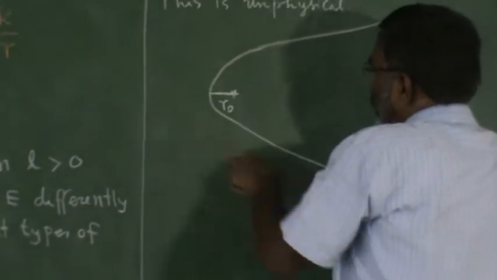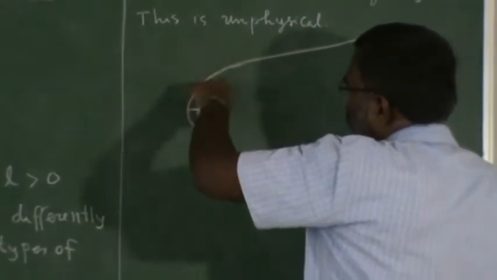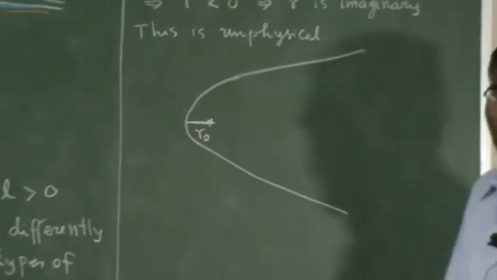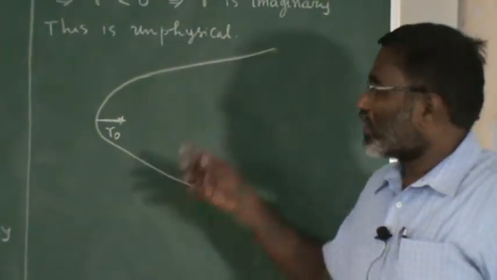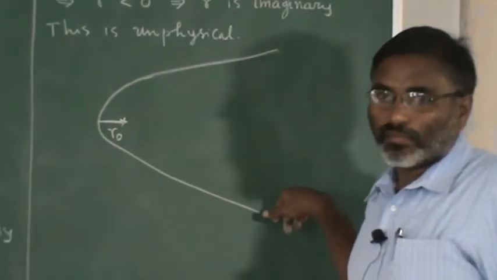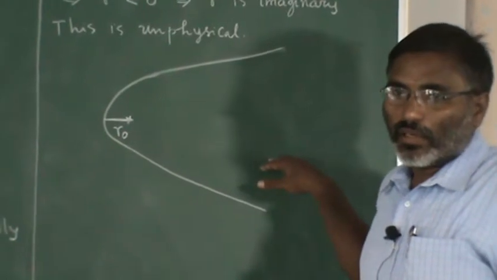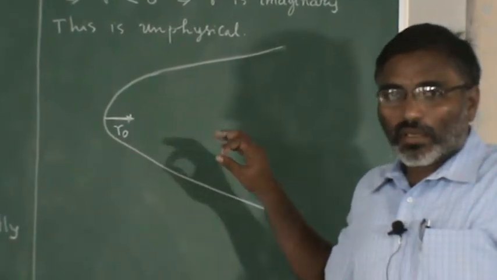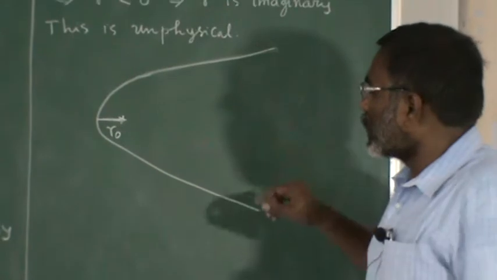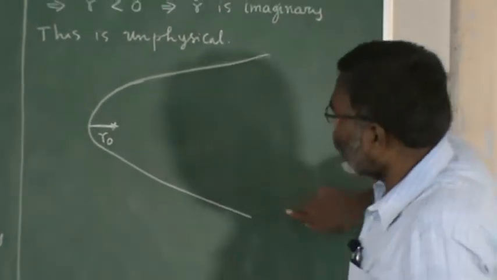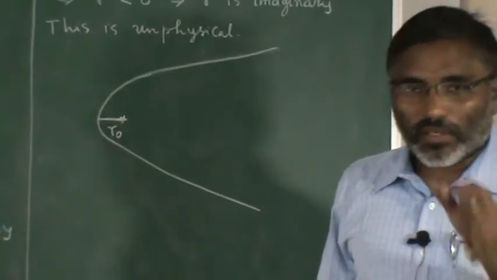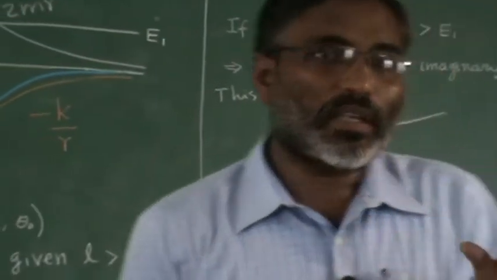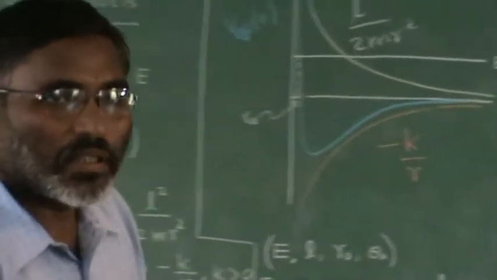So you can see that if it is an attractive force, this is what happens. Even if it is a repulsive force, then it will come like this and then go off like this. But the closest approach can still be understood as existing.